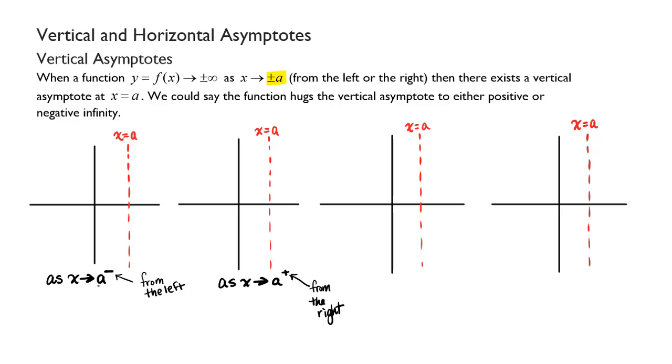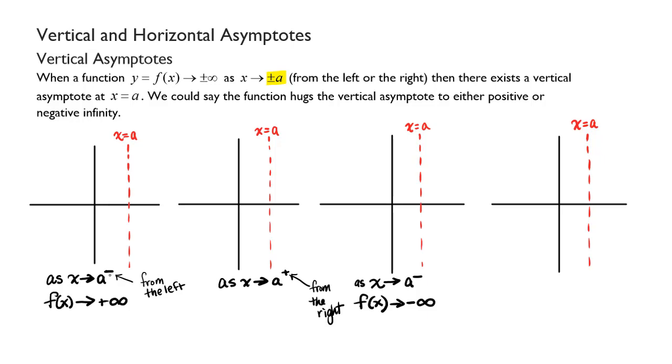So as x approaches A from the left, we could either have the function approaching positive or negative infinity. So we will have two solutions for this. So I'm going to draw this again. As x approaches A from the left, we could have f of x approaching positive infinity, or we could have f of x approaching negative infinity. So let's just draw what that would look like.